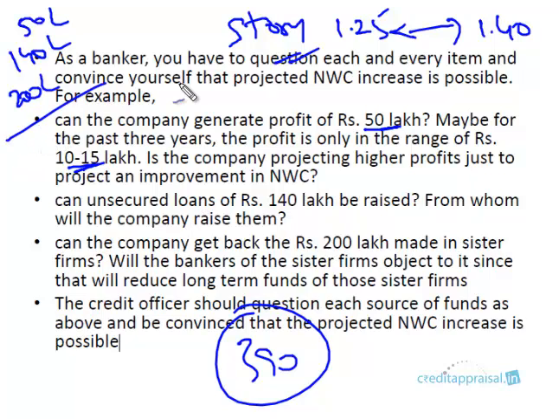Now you are questioning each and everything. Take this part and question it. Really, can the company generate 50 lakhs profit against the background of the last 2-3 years' profits? Also check the profit in the industry as a whole. How are the companies of similar size, the peer group, operating in the same industry performing? Is the industry in a downward trend? So there are various factors that you need to consider to see whether the company can really achieve this projected profit of 50 lakhs. If not, again this NWC cannot be improved.